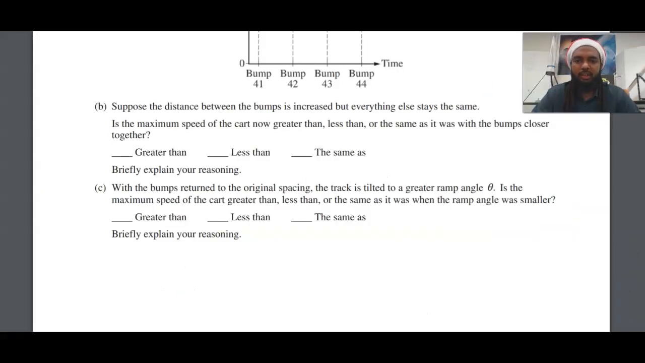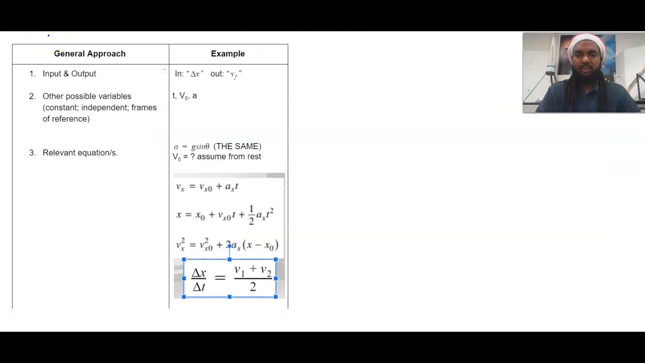So now they ask, suppose the distance between the bumps is increased, but everything else remains the same. Is the maximum speed of the car now greater than, less than, or the same as it was before? So this is a spin on a QQT. Let's analyze it. In this case, we want to know about the final speed. So our output is VF, and we've increased the distance between them.